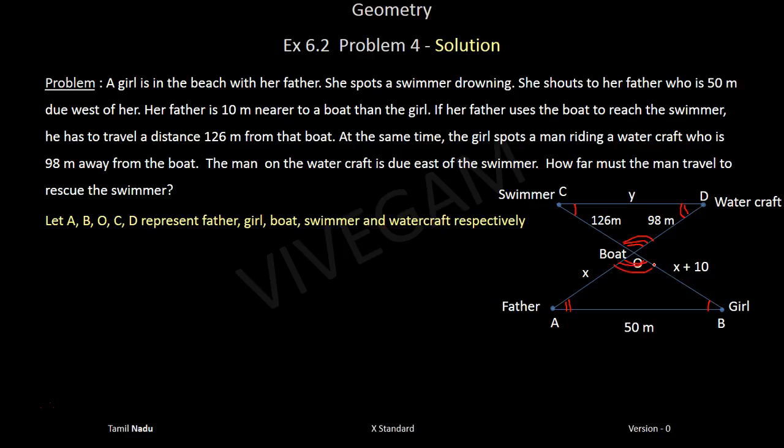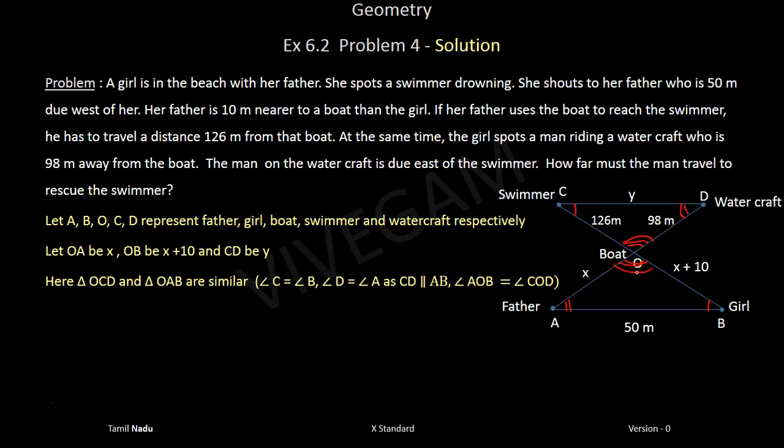Okay, by AAA criteria, these are opposite angles, so they are equal. Similarly, this angle is equal to this angle because they are alternate angles. Similarly, these two lines are parallel, so this angle will be equal to this angle. So these two angles are equal, these two angles are equal, and these two angles are equal. Basically, all three angles are equal, so these two triangles are similar.